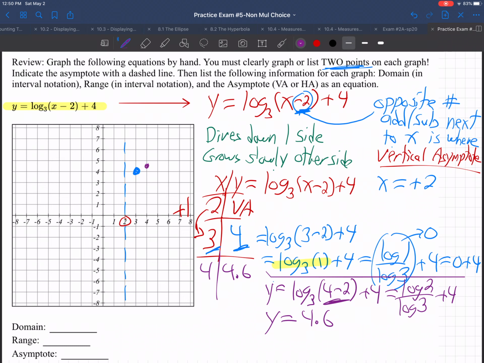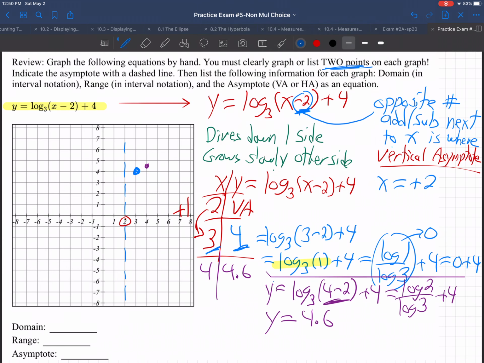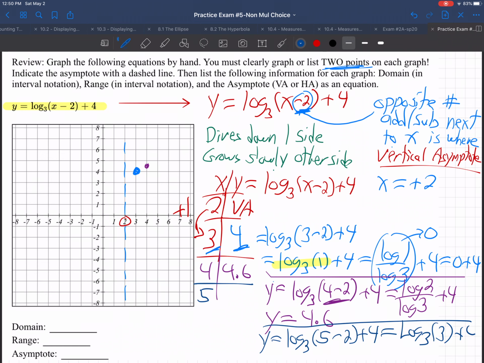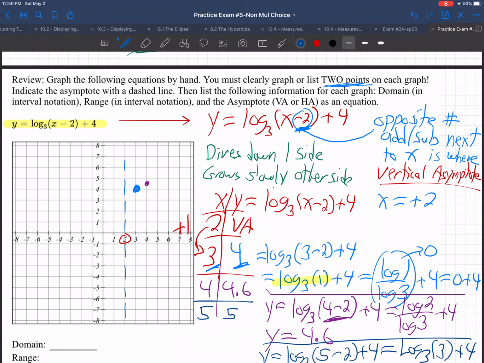The problem with that is it's fine. It's a valid dot, but it's going to be hard to locate on the graphing tool. So let's go up one more. Just keep going till you get a nice one that's whole numbers. So I'm going to go to 5 now. So log base 3 of 5 minus 2 plus 4, which is log base 3 of 3 plus 4. And if you plug that into your calculator, remember you turn it into 2 logs. Well, that's clearly 1 plus 4, 5. So that's over 5 up 5.